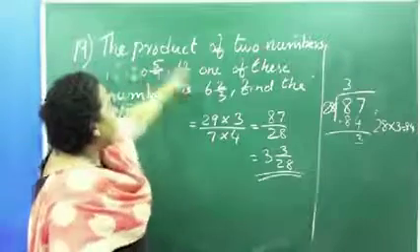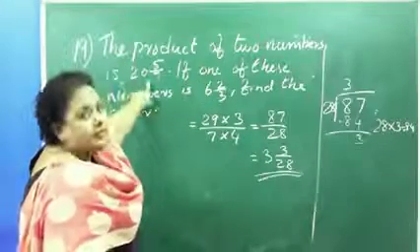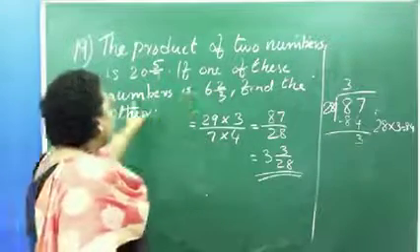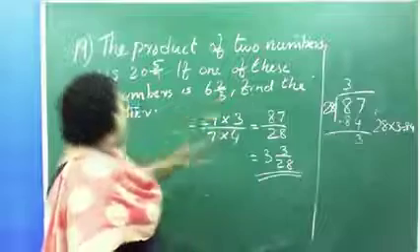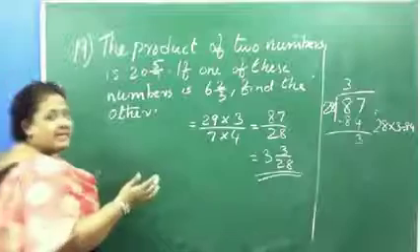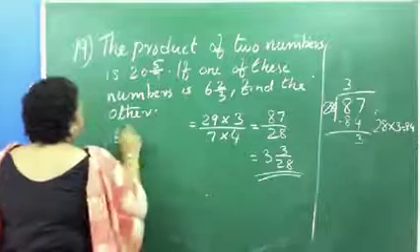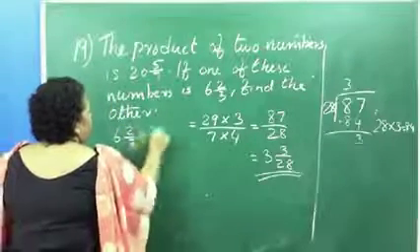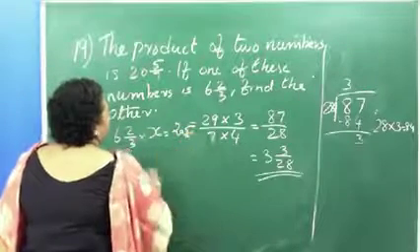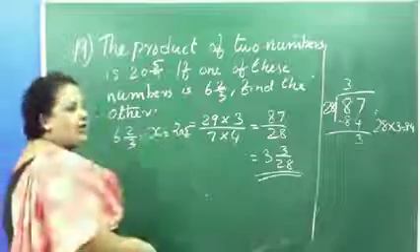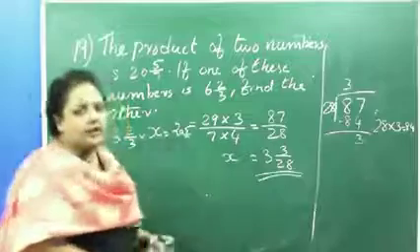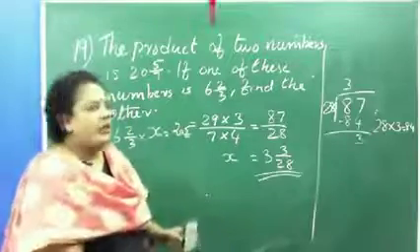So the product of two numbers is 25 by 7. If one of these numbers is 6 2 by 3, find the other. What we did was put the other number as x. So here 6 2 by 3 multiplied by x gives you 25 by 7. From this we found the value of x, that is x is equal to 3 3 by 28. I hope you understood it.